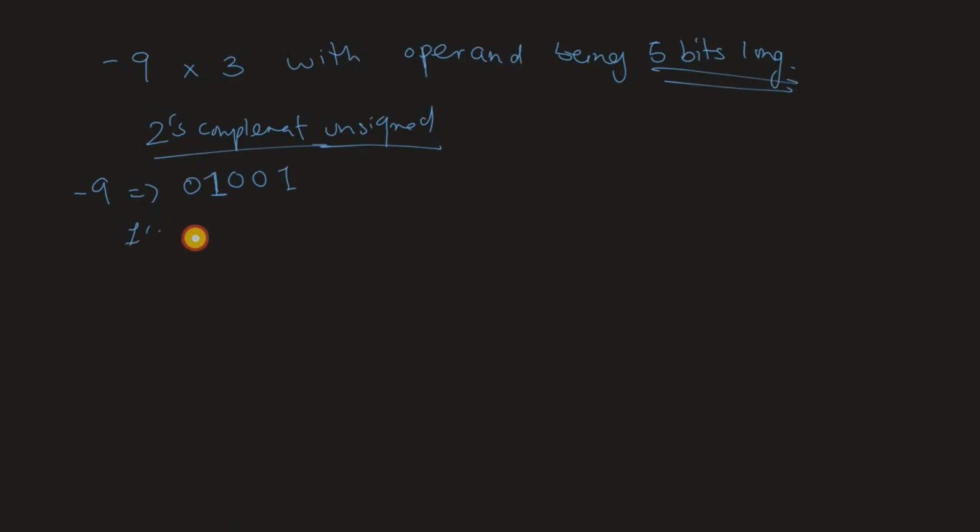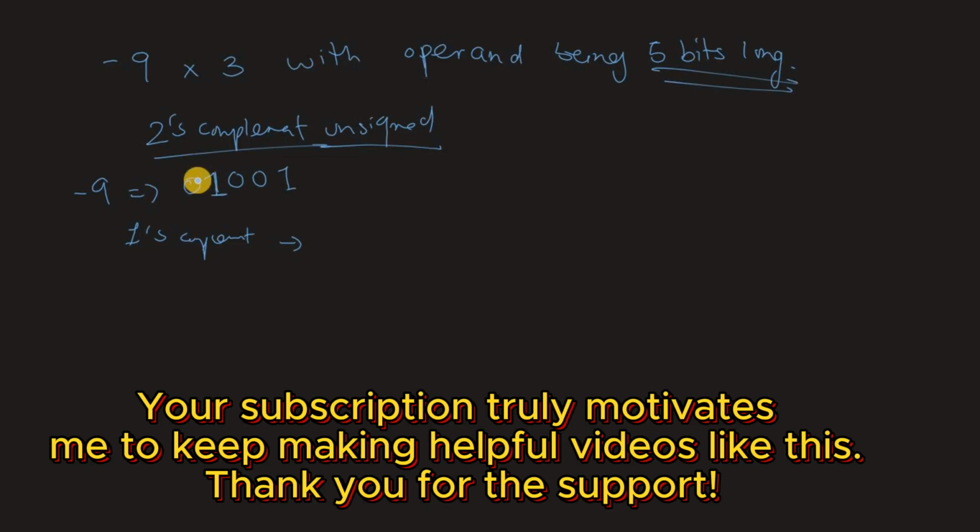Now we have 5 bits. We're going to perform the 1's complement, and 1's complement is simply flipping the bits, just inverting it. If it's 0, we put a 1. If it's 1, we put a 0. Simply inverse it.